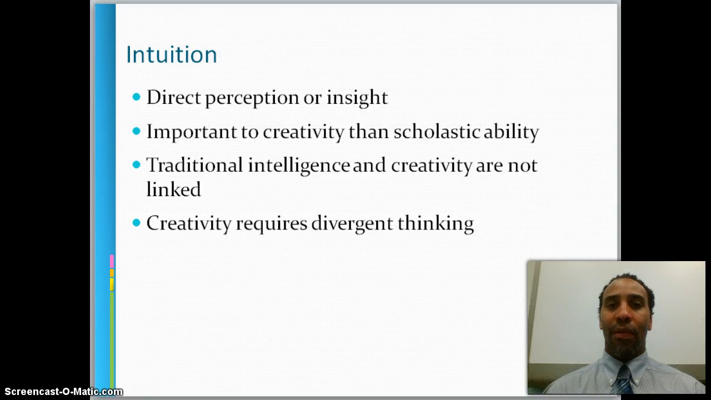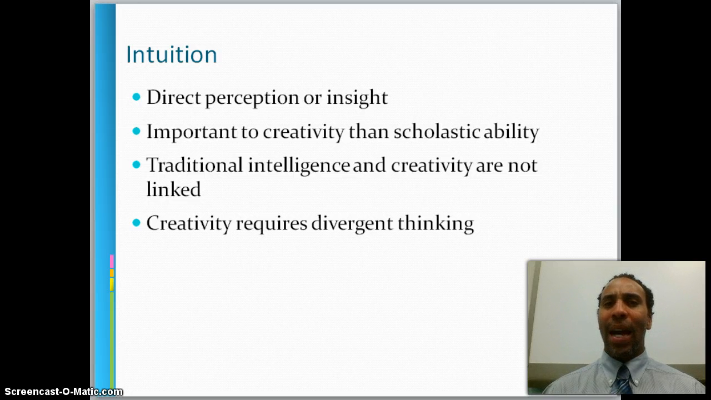Intuition, right? So if any of you have ever heard "mother wit," it's like intuition. If you're a little bit younger, you probably haven't heard the term mother wit. But intuition is direct perception or insight. It's more important to creativity than scholastic ability, right?